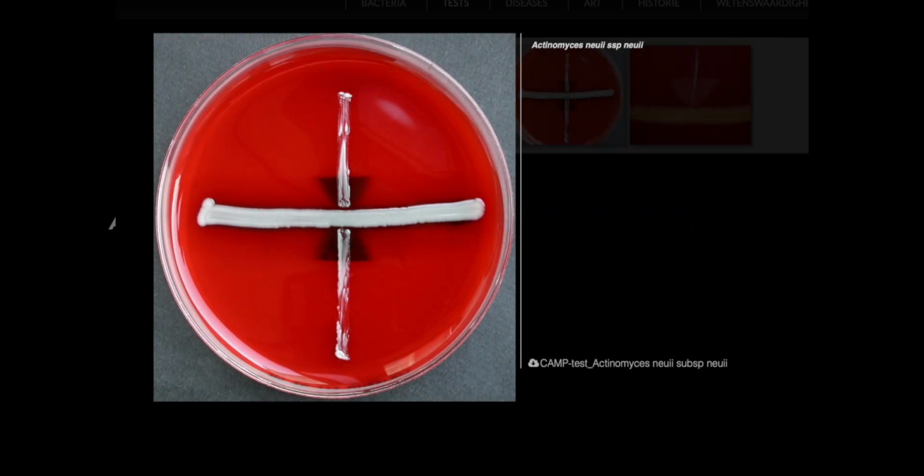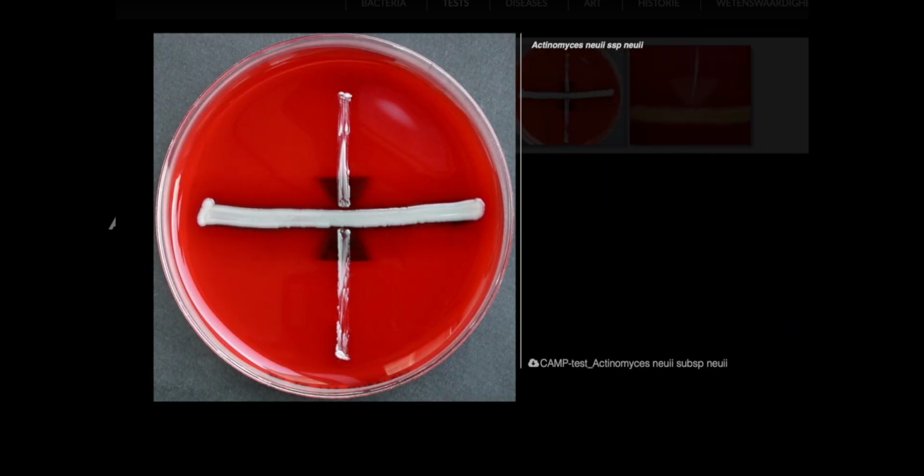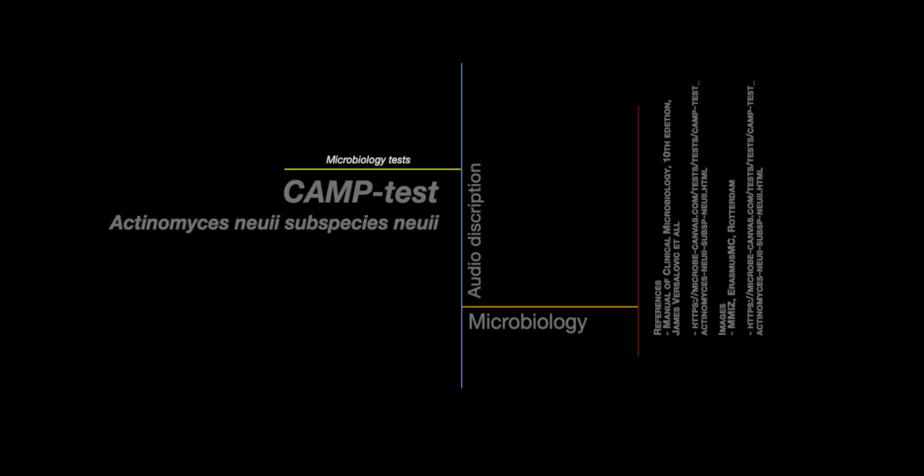Dance of Lysis poem. A streak of gold, a streak of white, a meeting on the agar bright. Where Aureus meets Neuii's line, a crimson halo starts to shine. The CAMP test tells the tale of synergy that will not fail. A dance of proteins, lysis bold, a story in the agar told.